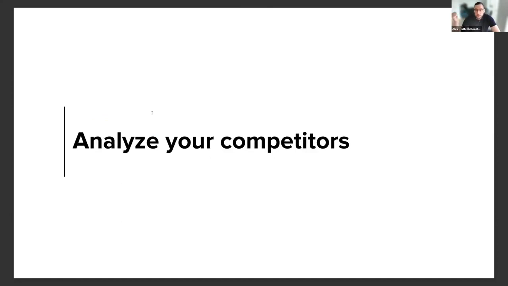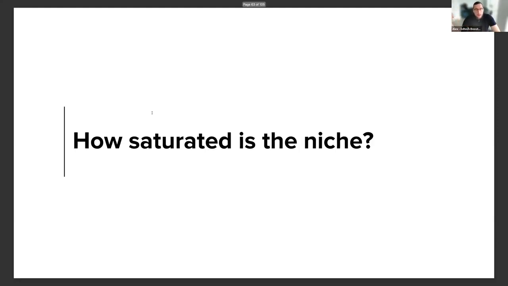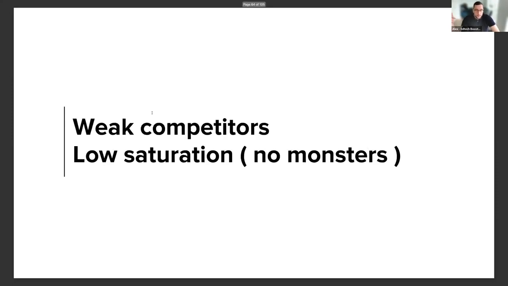First thing you need to do is analyze your competitors. So you need to have a list of your competitors in the US market, similar products and kind of your products. So companies which you're gonna compete with. Then you need to understand how saturated is the niche. So who are you competing with? Ideal result is you have weak competitors and low saturation.